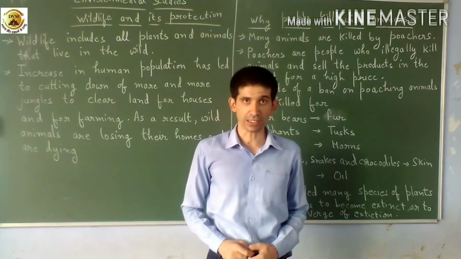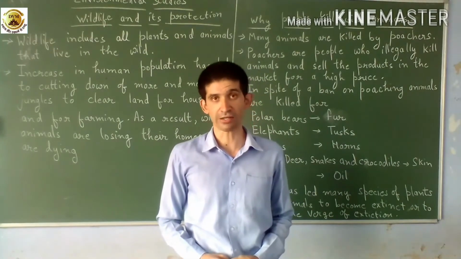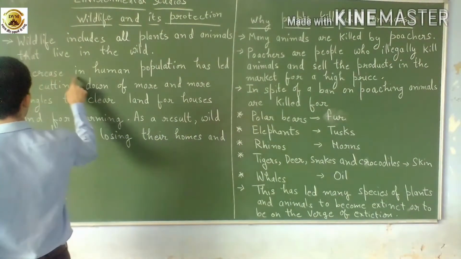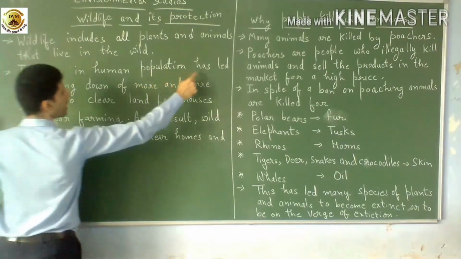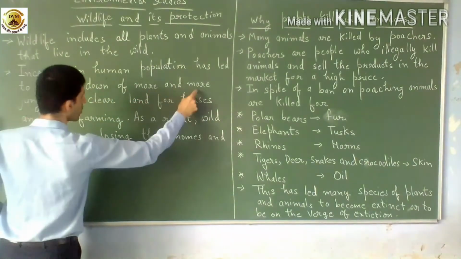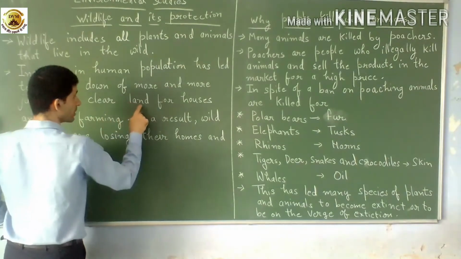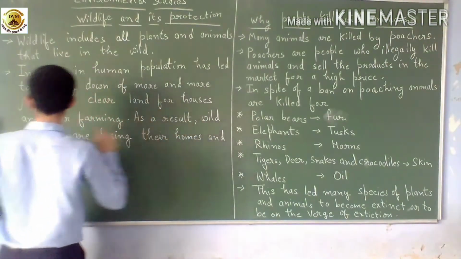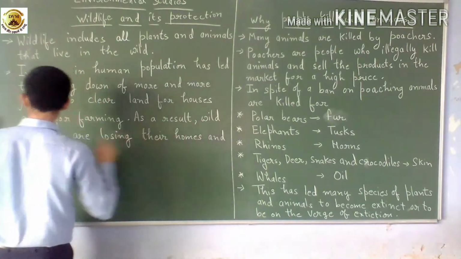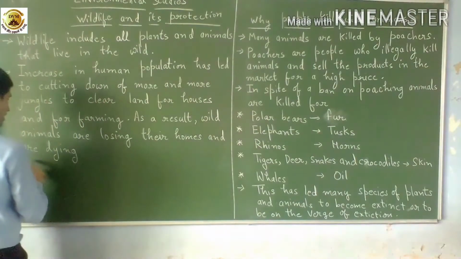Now we will understand why the wildlife needs protection. Wildlife needs protection because increase in human population has led to cutting down of more and more jungles to clear land for houses and for farming. As a result, wild animals are losing their homes and are dying.